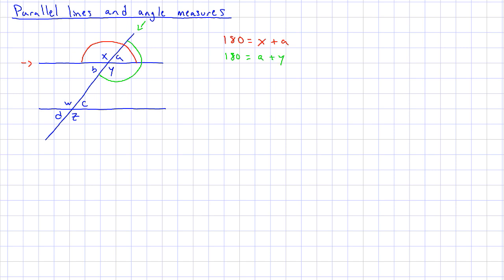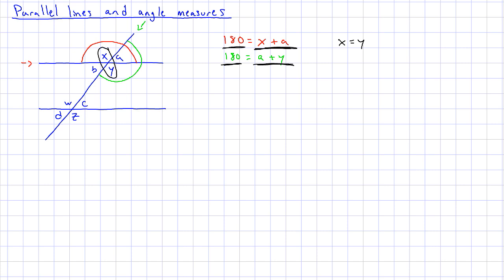Now, with this information, I know that because X plus A equals 180 and A plus Y also equals 180, X has to equal Y. It has to. Because I'm saying take either of those two things and add it to angle A and you'll get 180 degrees. Well, that means they have to be the same thing. So these two angles, X and Y, are equal to each other.